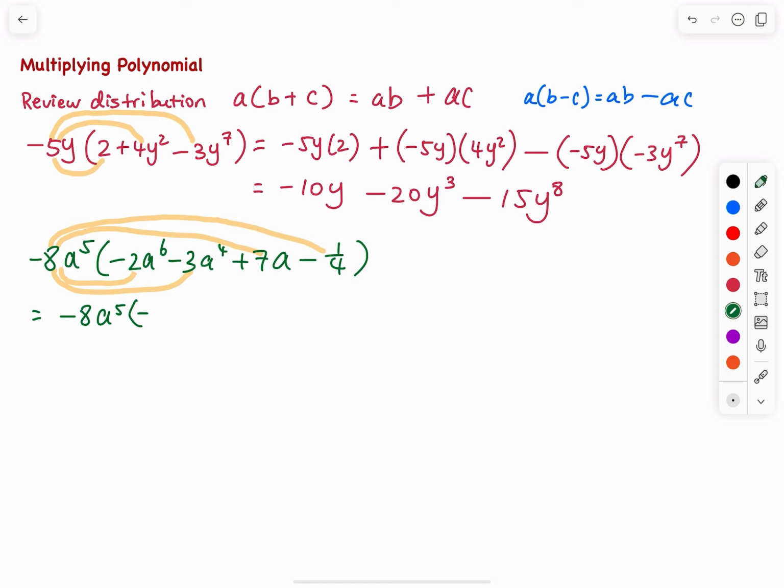So pick up the sign in front of the a to the 5th, and then pick up the sign as well, negative 2, a to the 6th. And then what sign do I use? You know what? I am going to use a positive. Do you know why I use the positive? Here is why. So let's pick up the terms first. Negative 8, a to the 5th, and then negative 3, a to the 4th. You might be asking, hey, where did you get this minus?